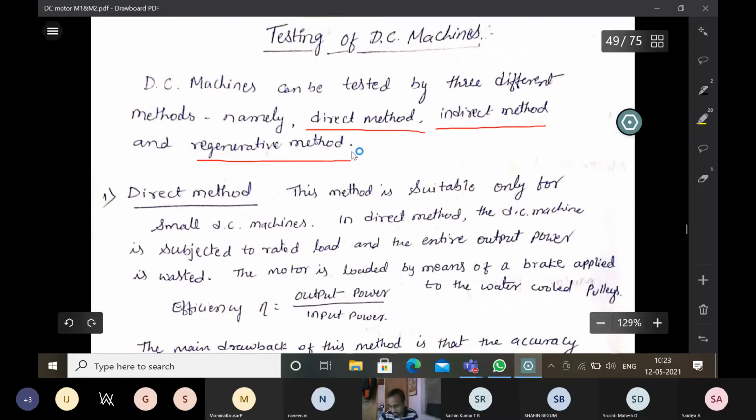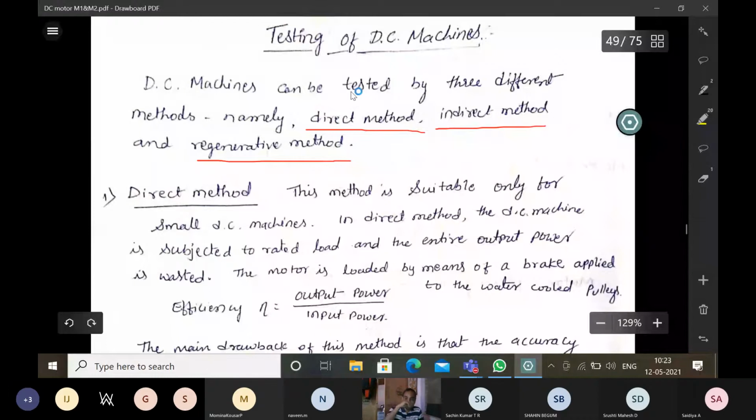So what do you mean by direct method? Direct method means the load is applied directly, because the copper losses depend upon the load current. Whenever you apply a load on the motor directly, it draws the current, and you find out the losses through direct loading. So that is called the direct method.